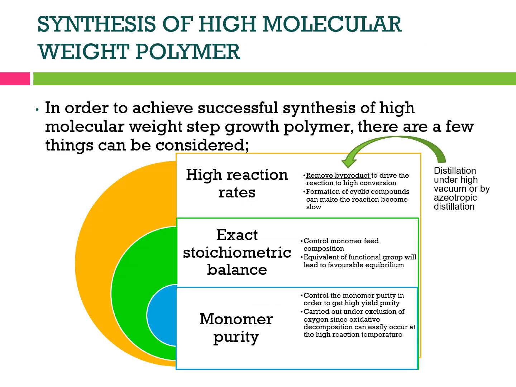In summary, as a comparison with stoichiometric imbalance, there are a few ways to achieve successful synthesis of high molecular weight step growth polymer. The first one is by using high reaction rates. This can be done by removing byproduct to drive the reaction to high conversion, by distillation under high vacuum or by azeotropic distillation.